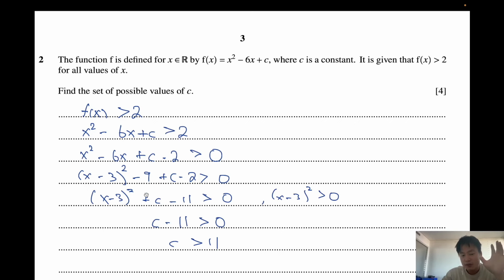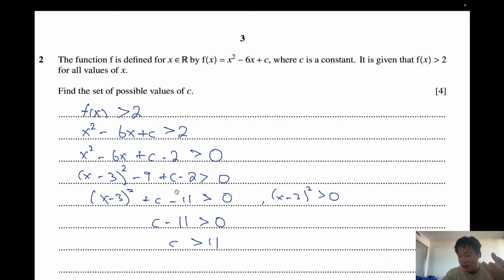So if you know that's already going to be positive, look at what you really have in front of you. You're trying to have x minus 3 squared plus c minus 11. That overall thing has to be bigger than 0. This is what they're testing on. Hey, I can tell this part is overall going to be positive. It has to be bigger than 0. And if I add this onto it, overall, it still has to be bigger than 0.